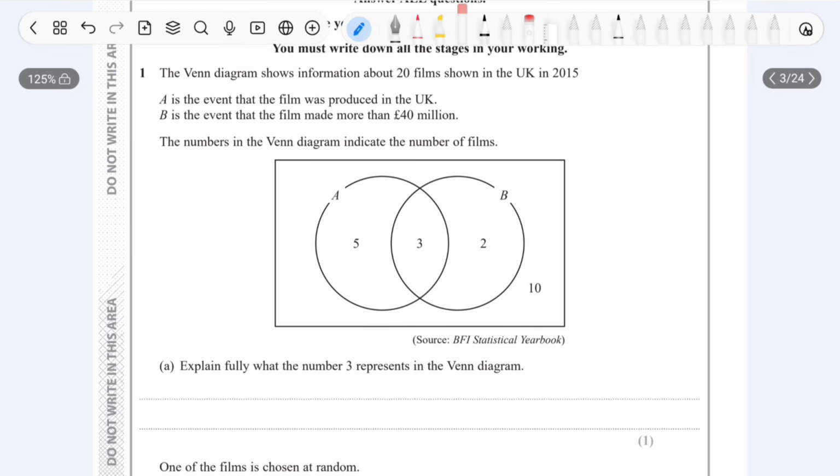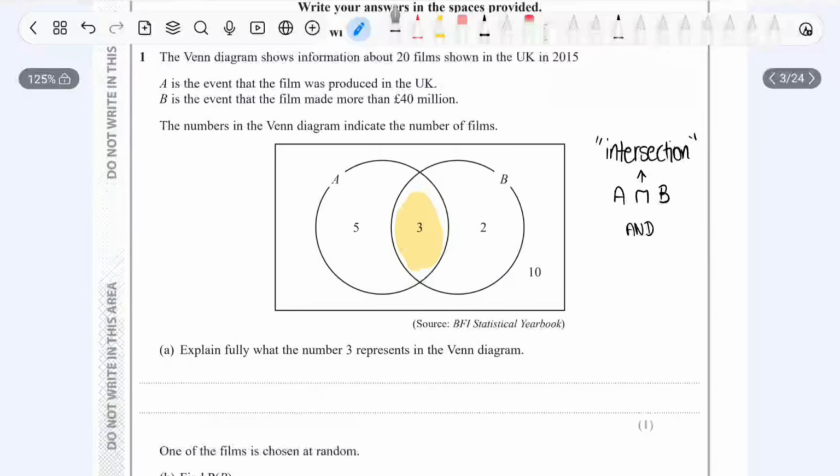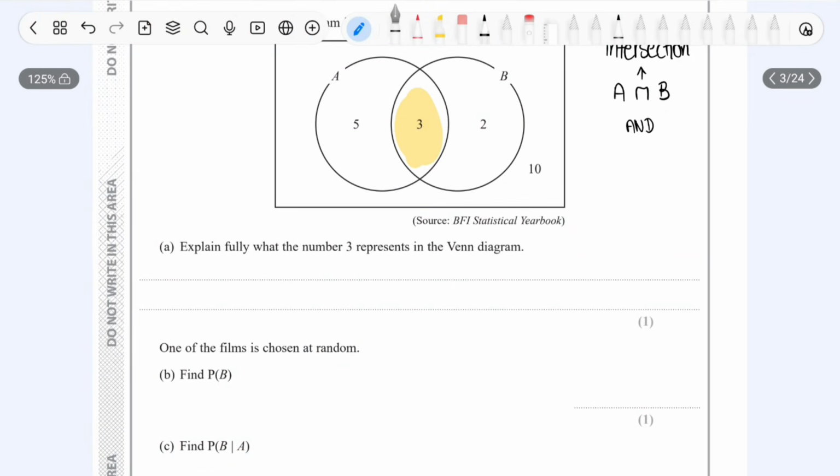So 3 is in this section here, which is called the intersection. If you don't know your Venn diagram notation, I'd suggest revising it, but it's A intersect B, and that's the intersection. Now, this means basically A and B. So A is the event that the film was produced in the UK, and B is the event that the film made more than £40 million. So if we're looking at the intersection of A and B, then this means it was produced in the UK and it made more than £40 million. So I'll write this.